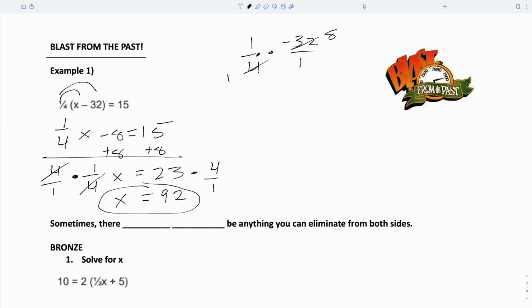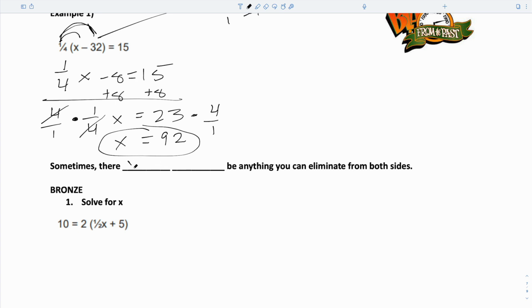This was 1 over 4 times... Oh, right here. This was distributive. So I was doing 1/4 times 32. Yeah, that was this step over there. So sometimes there will not be anything you can eliminate from both sides, and in that case, just solve it like an equation.